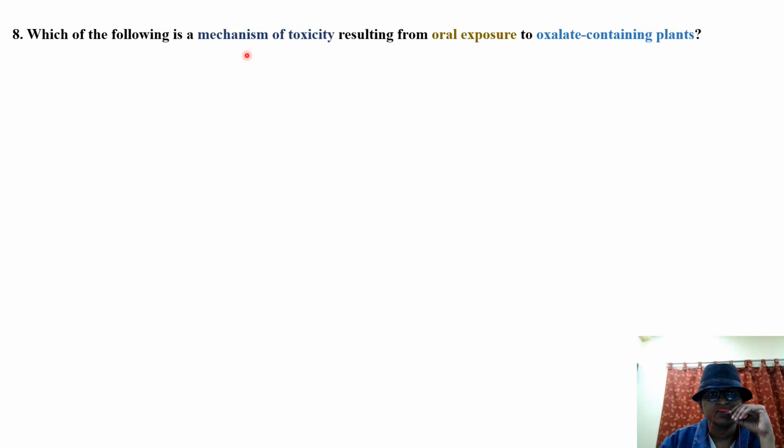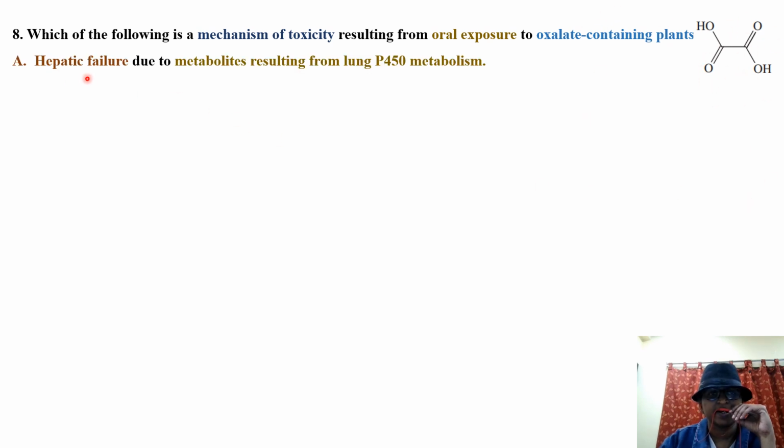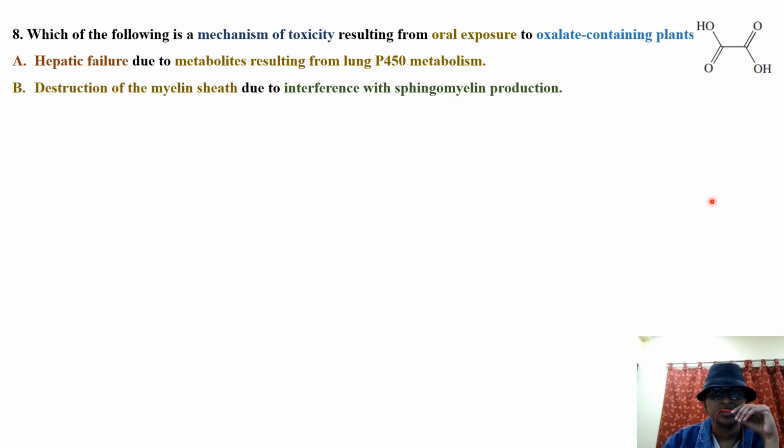Which of the following is a mechanism of toxicity resulting from oral exposure to oxalate containing plants? This is a typical oxalate structure. Option A is hepatic failure due to metabolites resulting from CYP450 metabolism. Option B is destruction of the myelin sheath due to interference with sphingomyelin production.